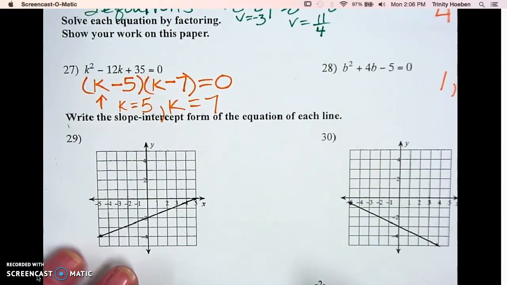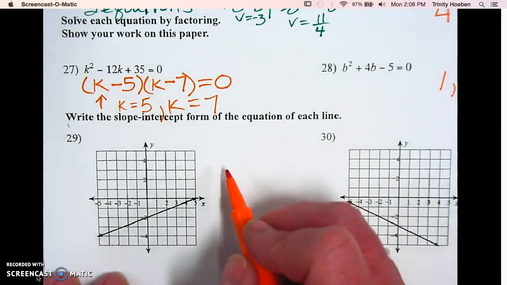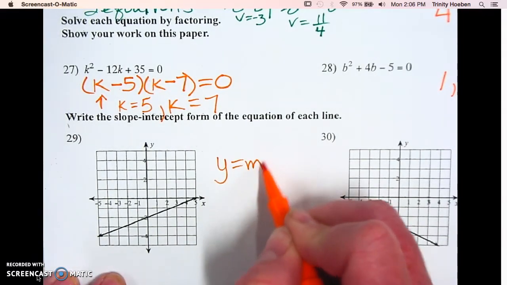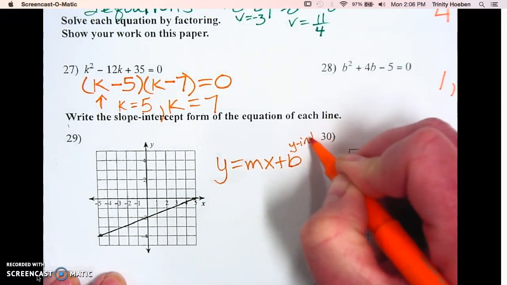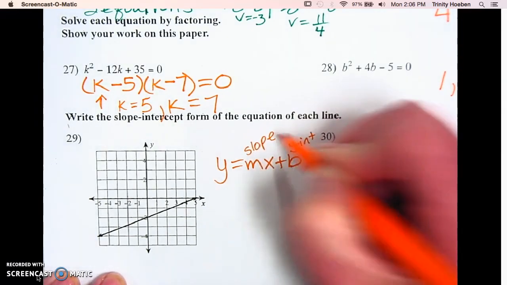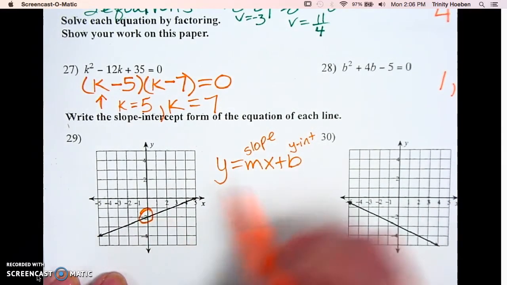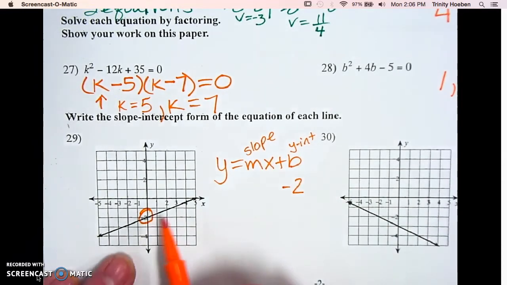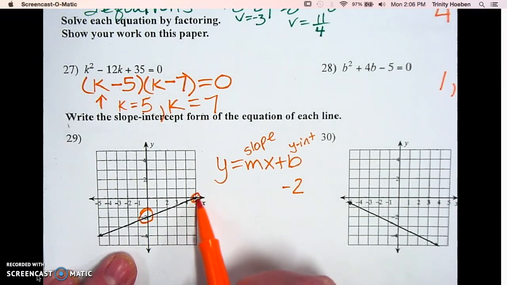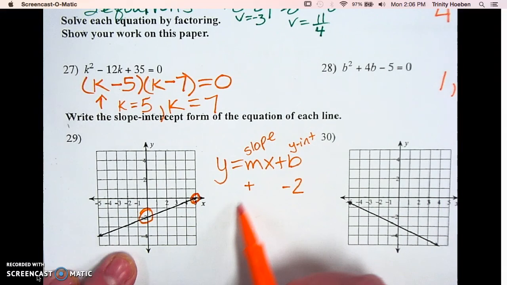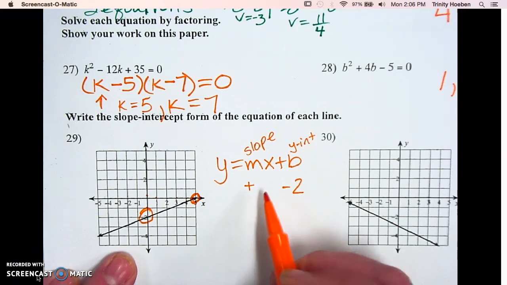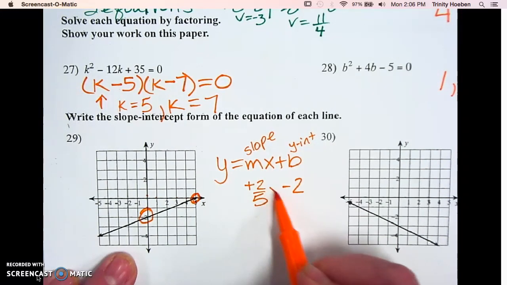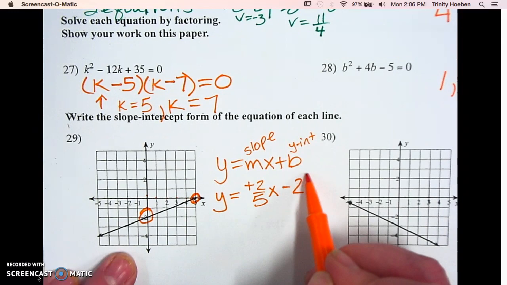And then the last one on page 2, we just want to write this in slope-intercept form, which is y equals mx plus b. So we need to plug in the y-intercept for b and the slope for m. So let's start with the y-intercept, which is clearly here at negative 2. And then we need to count the slope. So from here until the next intersection, looks like here, it's clearly positive, right? And we're going up 2 over 5. So 2/5 x, and that's what y will be equal to.